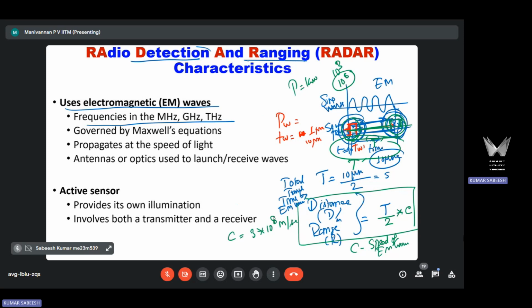3 into 10 power 8 meter per second, the speed of light. Please note that light is also an electromagnetic wave only. It is a radio wave only.